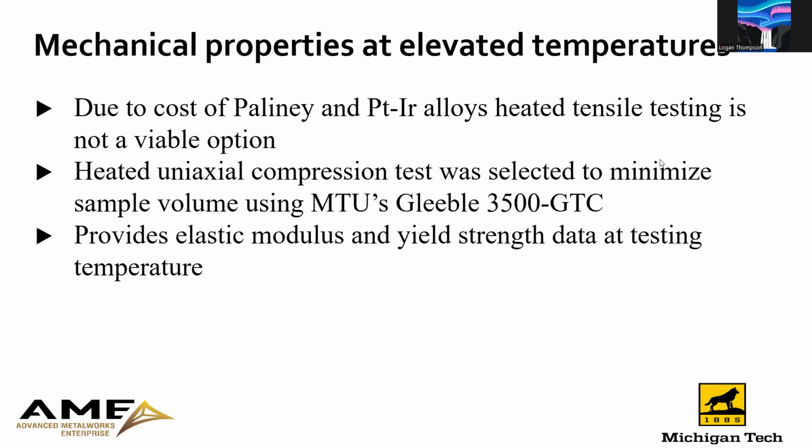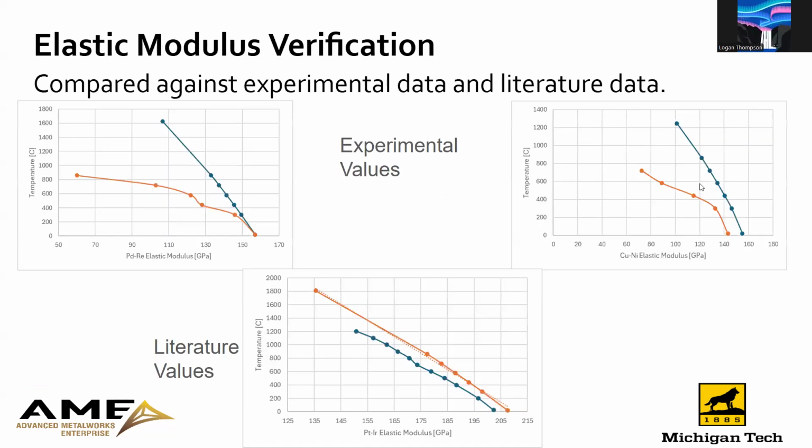So for mechanical properties at elevated temperature, because of the cost of Paliney and platinum iridium, tensile testing, which is the more traditional method, was not a viable option because it requires much larger samples. So we used what's called Gleeble testing, which is a type of compression testing and requires a much smaller sample. That got us elastic modulus and yield strength data at varying temperatures.